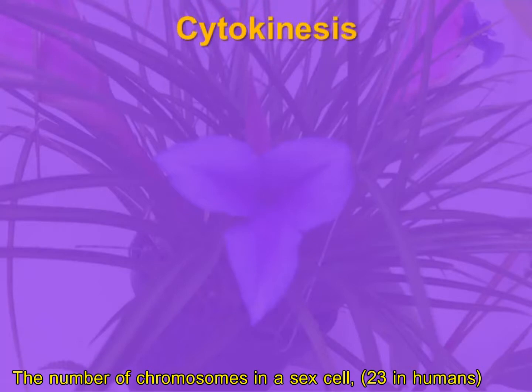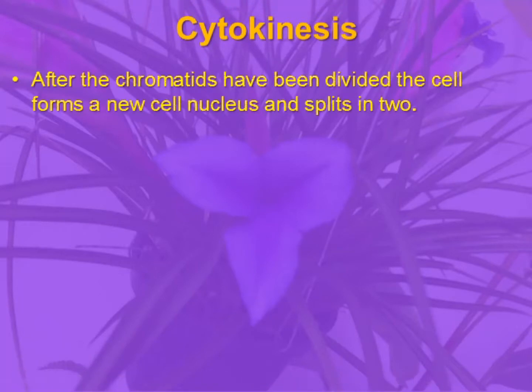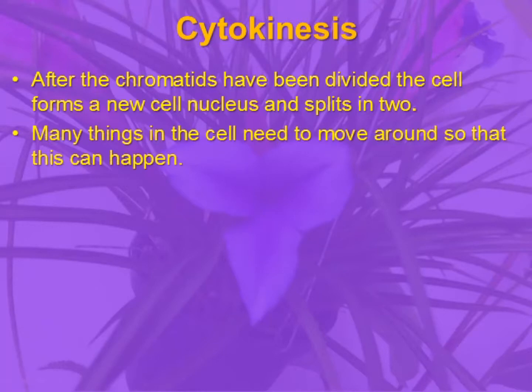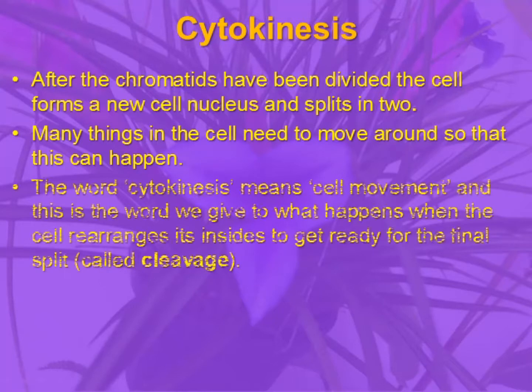So we mentioned before the process of cytokinesis, and after the chromatids have been split, the cell has to form a new nucleus and split in 2. And this requires a lot of things to be moved around inside the cell. So cytokinesis is a word which means cell movement, and it is a word that we give to the process of the cell rearranging itself inside to prepare for the final division.